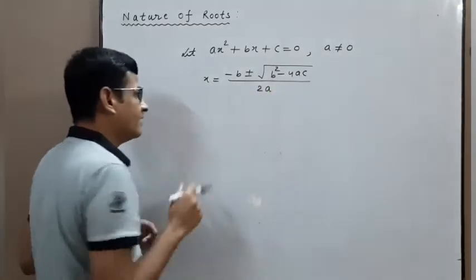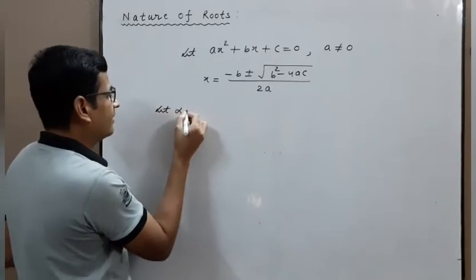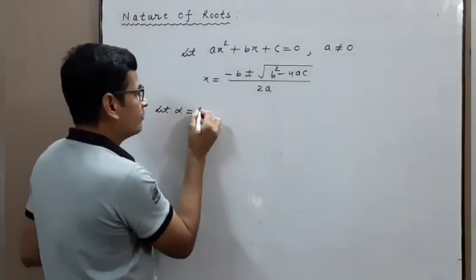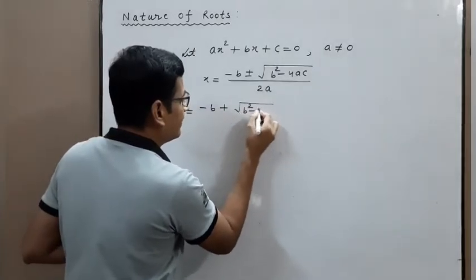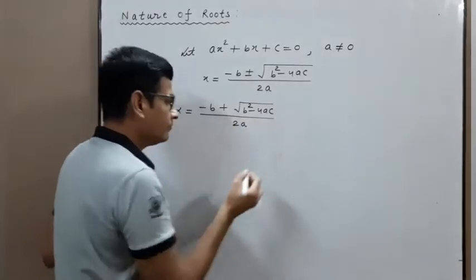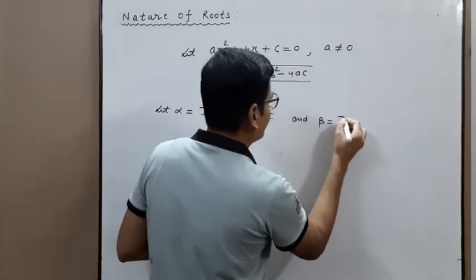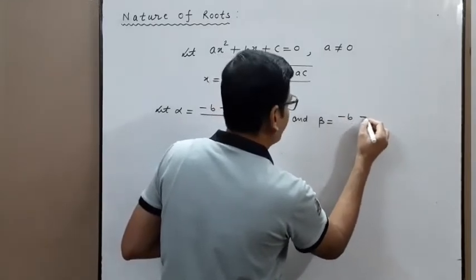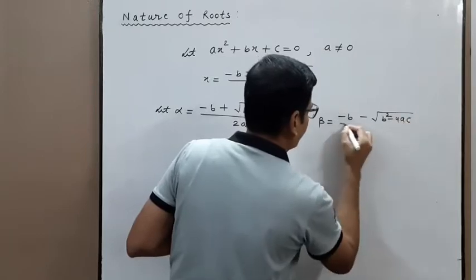When we take the plus sign, we get one of the roots. So let one of the roots be alpha. Alpha equal to minus b plus root b square minus 4ac upon 2a. And the second root, beta, is equal to minus b minus root b square minus 4ac upon 2a.